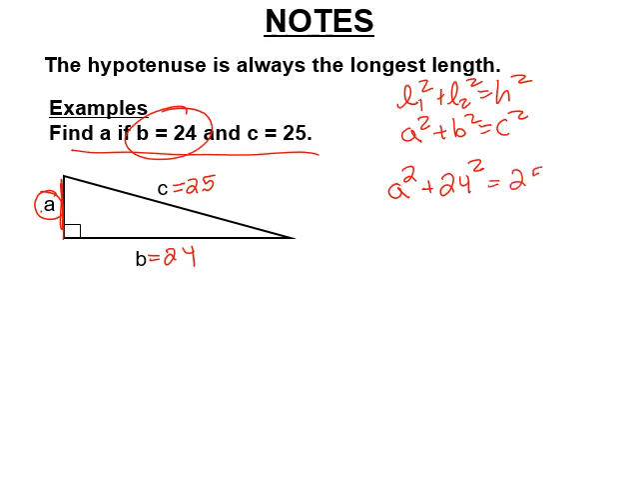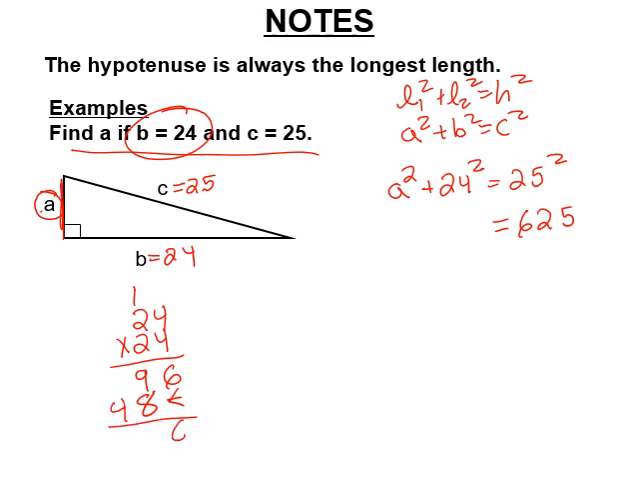equals 25 squared. Now 25 squared we've memorized as 625. You're going to start memorizing 24 times 24 because it's going to come up a lot in this unit, but let's do it this time. 4 times 4 is 16. 2 times 4 is 8 plus 1 is 9. Step over. 2 times 4 is 8. 2 times 2 is 4. And it turns out it's 576. So we have a squared plus 576 equals 625.